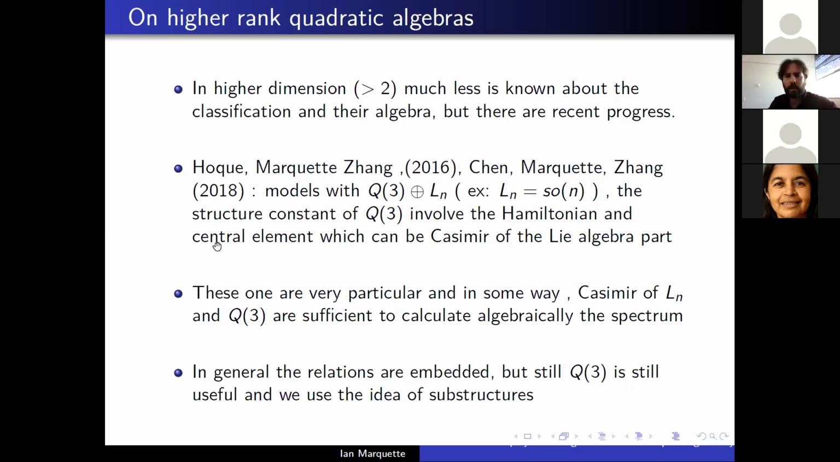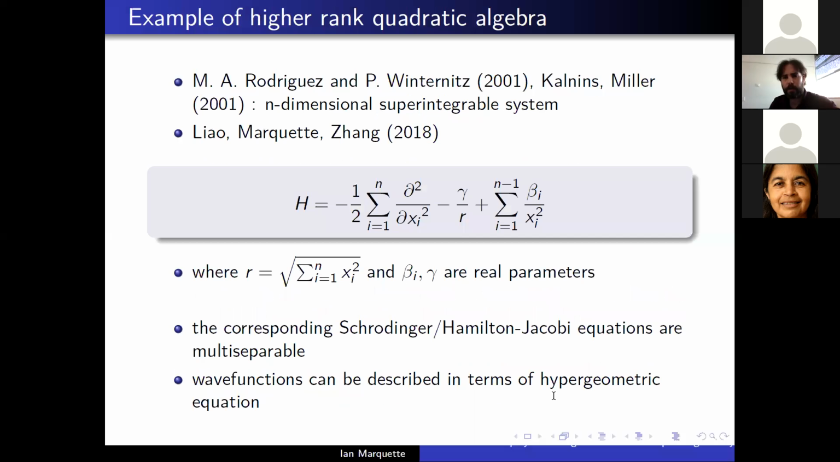And this has been seen for various deformations of the Kepler-Coulomb system, singular oscillator, and even some deformations of the Kepler-Coulomb system with a non-abelian monopole. So even if this is very restrictive, this is still an interesting case to look at. But something that has been pointed out is that a Q3 algebra with three generators, even if very particular, can still be useful for, let's say, a general rank quadratic algebra by using the idea of a substructure. This is not a subalgebra, but this can help to get some information on the spectrum. And I will give one example.